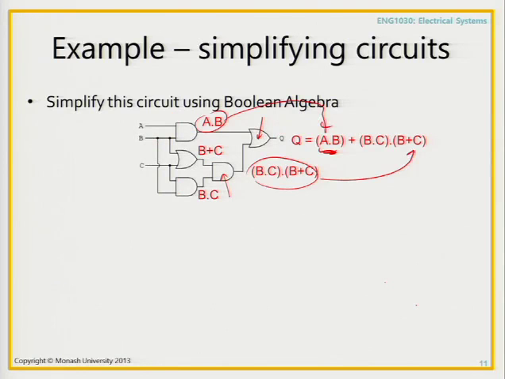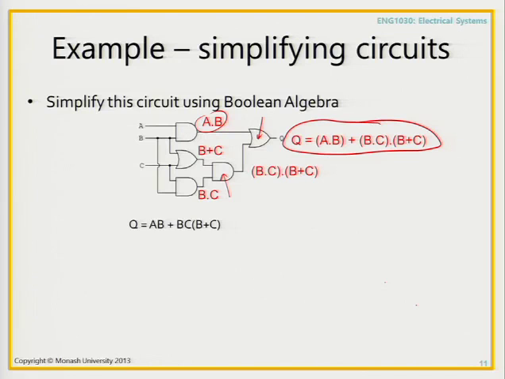Okay, so here's our function, A and B plus BC times B plus C. How do we simplify this? Now, there's many ways you could do this, and often you'll find that the answer is not unique. So let's have a look.